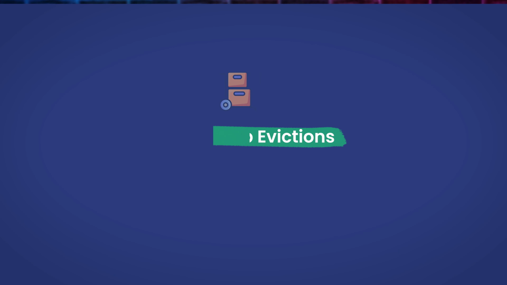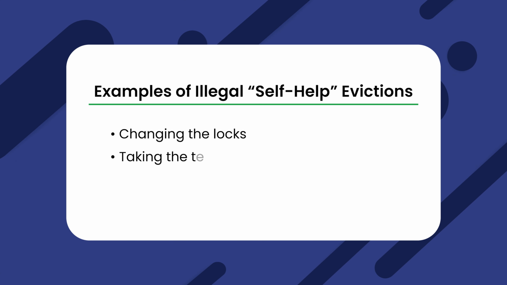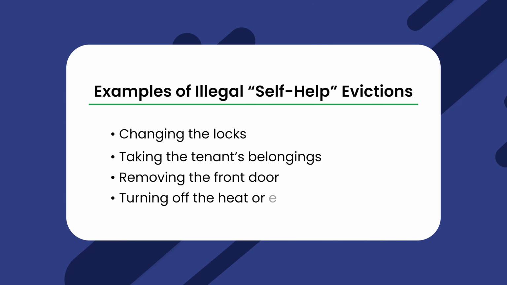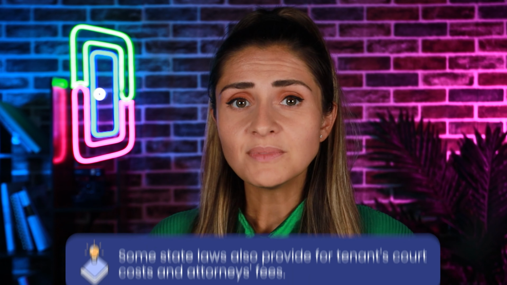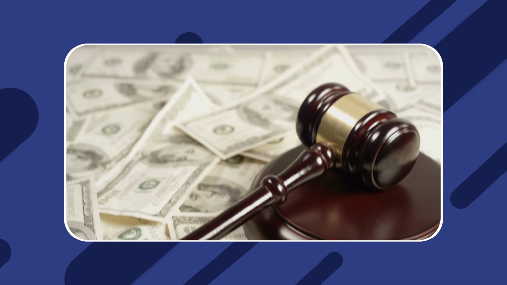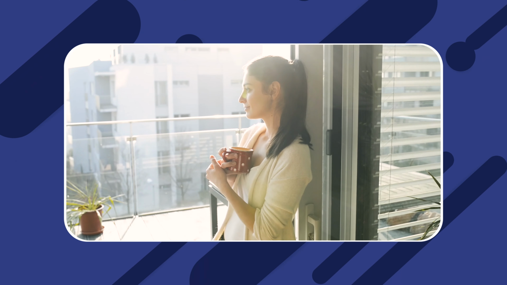Self-help evictions. Examples of illegal self-help evictions include changing the locks, taking the tenant's belongings, removing the front door, or turning off the heat or electricity. Many states specify how much money a tenant can sue for if a landlord has tried to illegally evict the tenant through some sort of self-help measure. Some state laws also provide for tenants' court costs and attorney's fees if the tenant successfully sues the landlord, and/or give the tenant the right to stay in the rental unit.